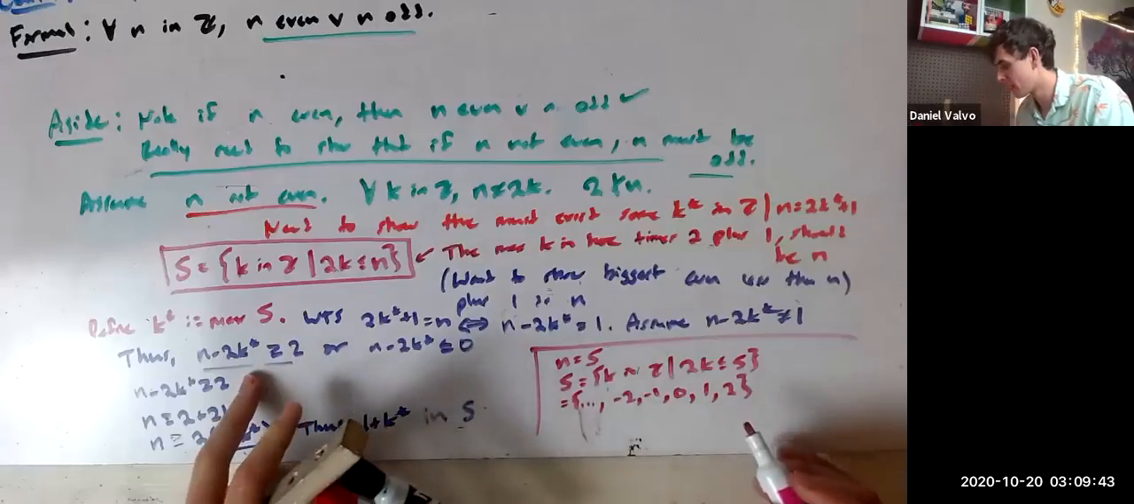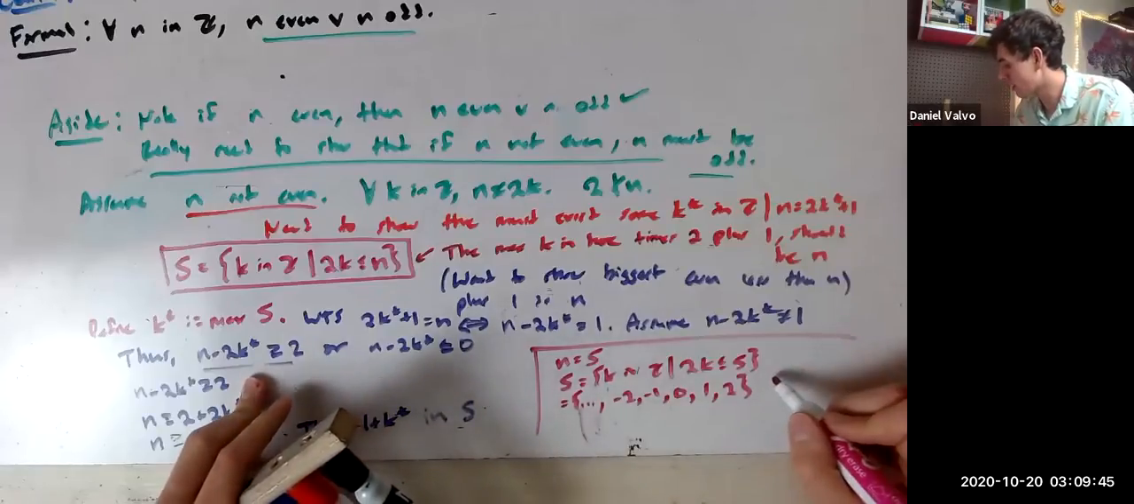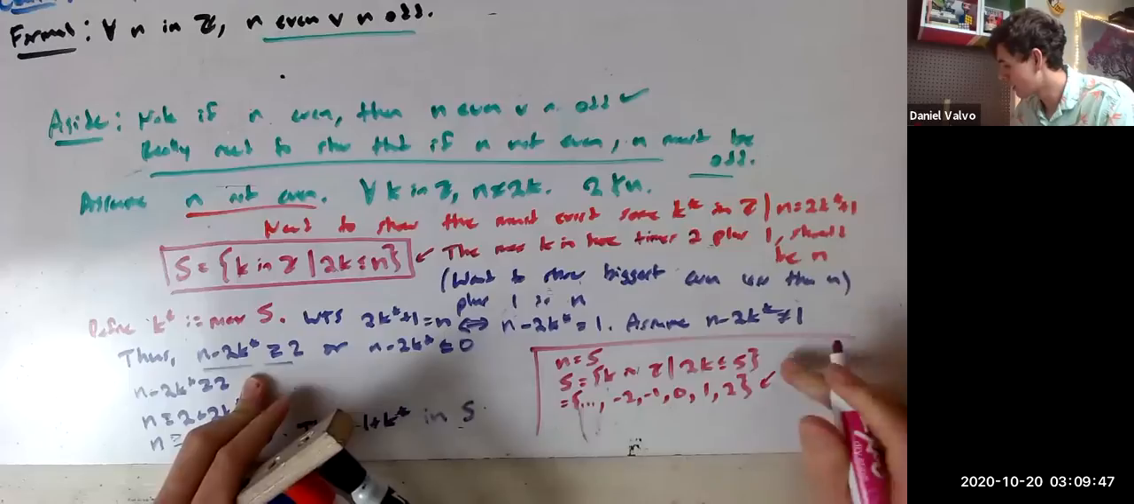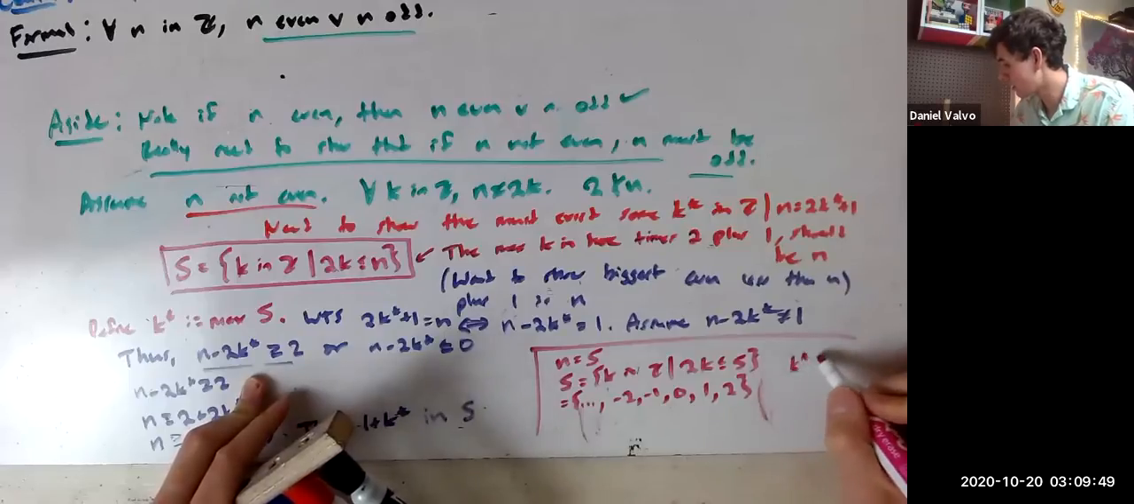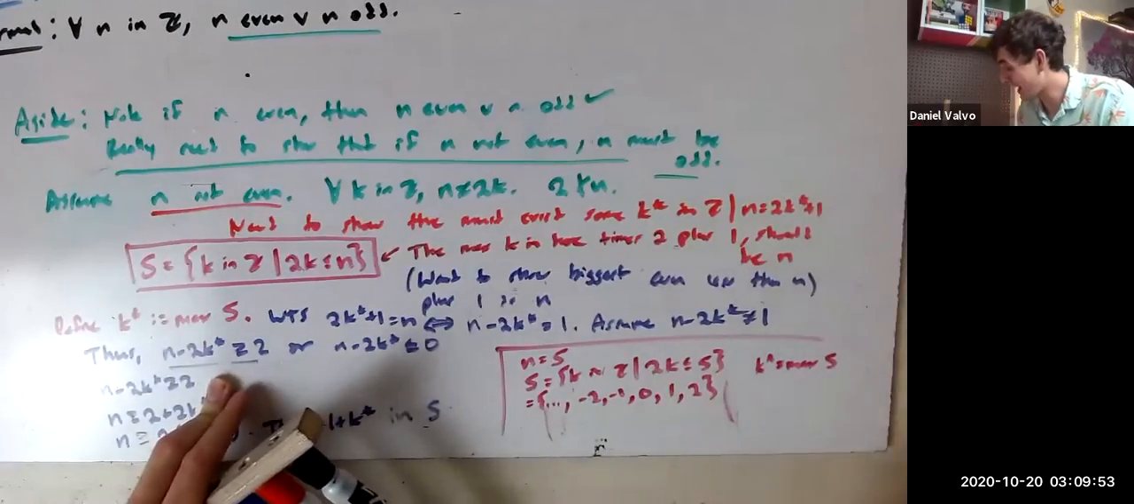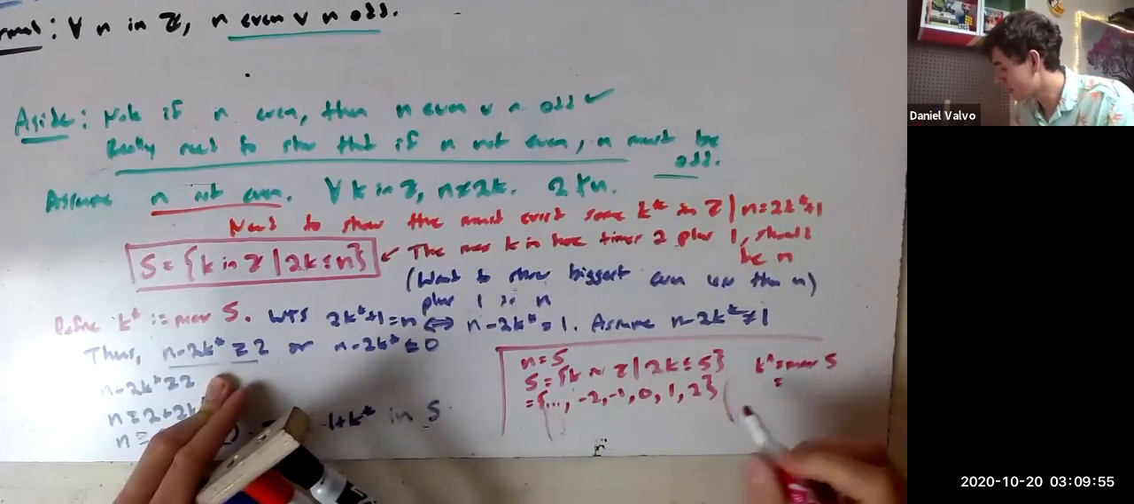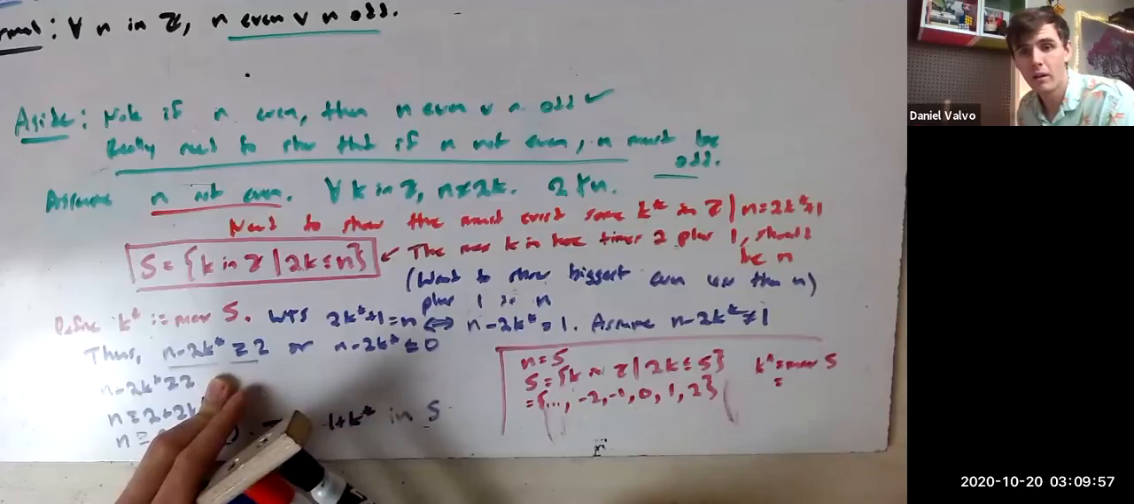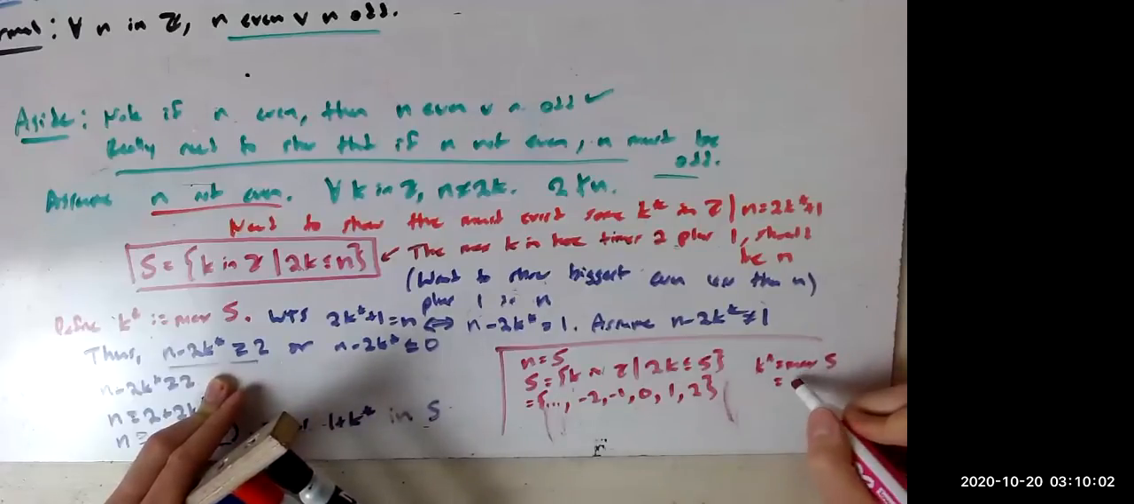Now, k star in this case, we define to be the max of S. So in the case where n equals 5, k star is going to be what? 2. Exactly, right? The max of the set. 2.